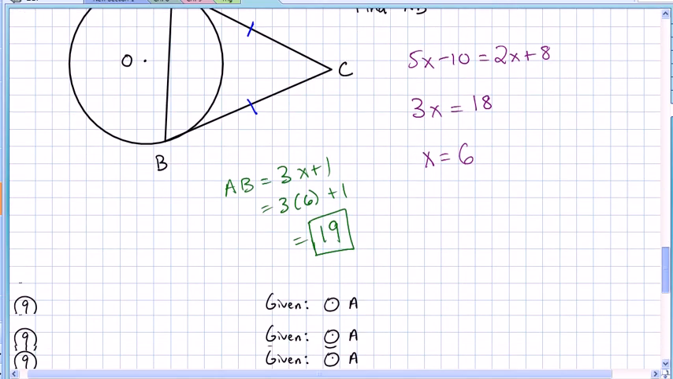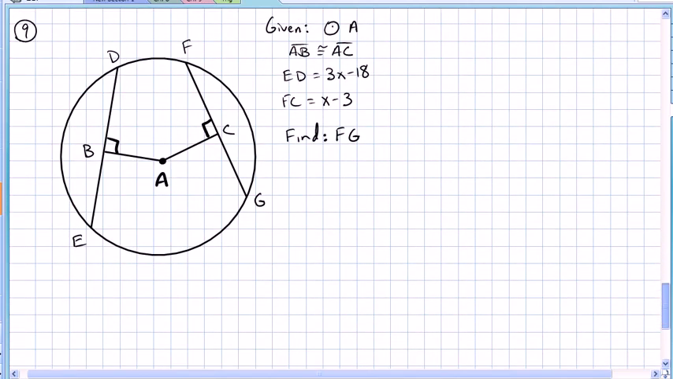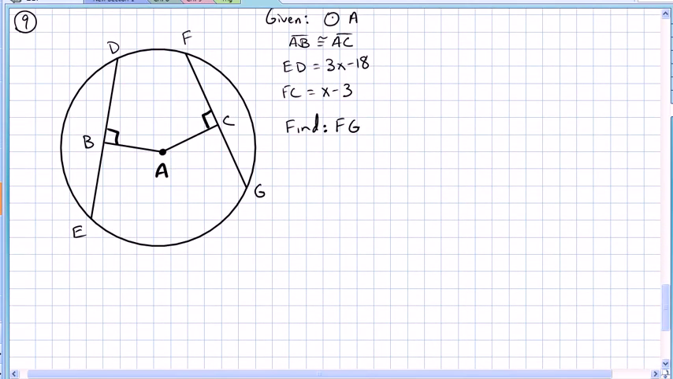Taking a look at number 9. Alright, here it gives us that AB and AC are congruent. Now we need to remember that if two chords are equidistant from the center of a circle, they are congruent. So this thing, DE, and this thing, FG, should be the same length. The other part for this is, it tells us FC instead of FG. So FC is x minus 3.